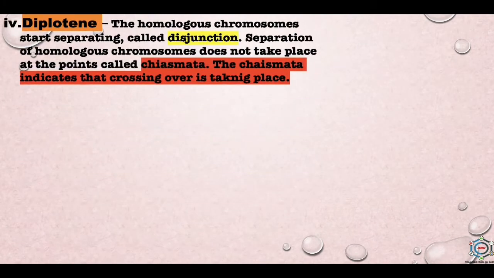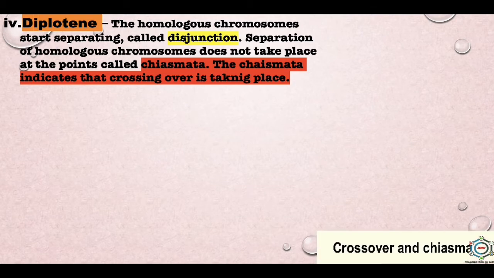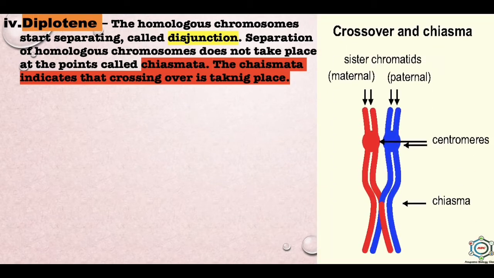Now the diplotene. The homologous chromosomes start separating, called disjunction. Here the separation of homologous chromosomes doesn't take place at the points called chiasmata. In the picture you can see the chiasma. The chiasmata indicate that crossing over has taken place. So the chiasmata form where the crossing over occurs.